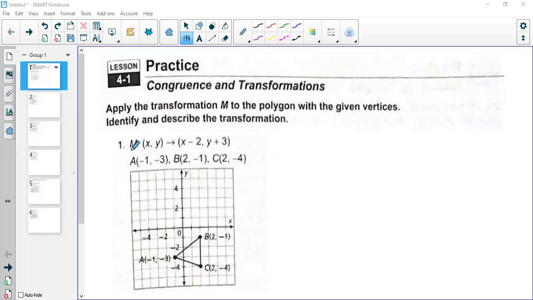So here the rule says (x, y) goes to (x minus 2, y plus 3). Which means for the value of x, you have to minus 2. From the value of y, you have to add 3. Right? Now what kind of transformation is shown here? For which transformation do we minus or plus? The only transformation where we add or subtract is translation. So from this itself, you can see it's a translation, 2 units to the left and 3 units up.